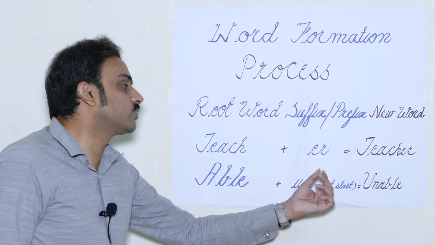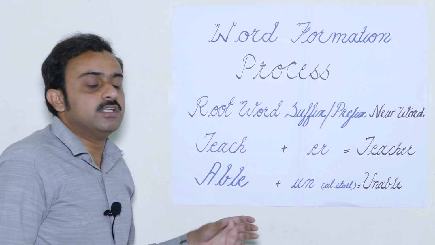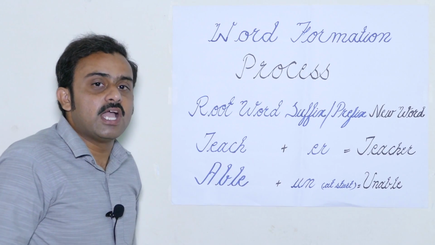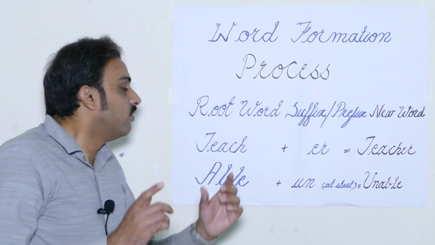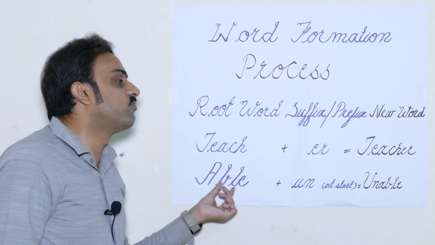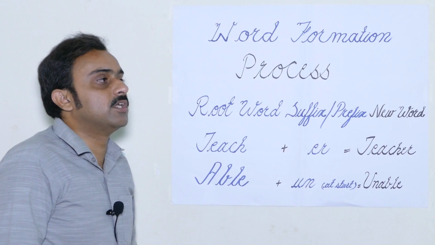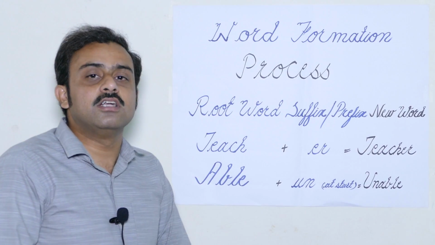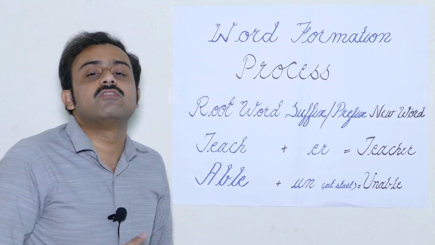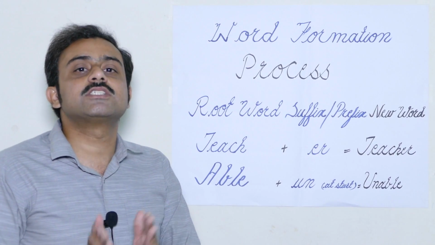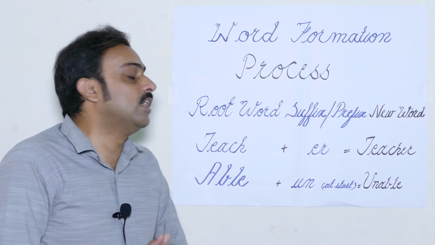This is a prefix. Why? Because it is added before the main word. So un also has no meaning. It is a morpheme, but it has meaning when it is added before the main word able. So it became unable. This whole process is called affixation: the process of word formation with the help of adding suffixes or prefixes, which are basically morphemes.